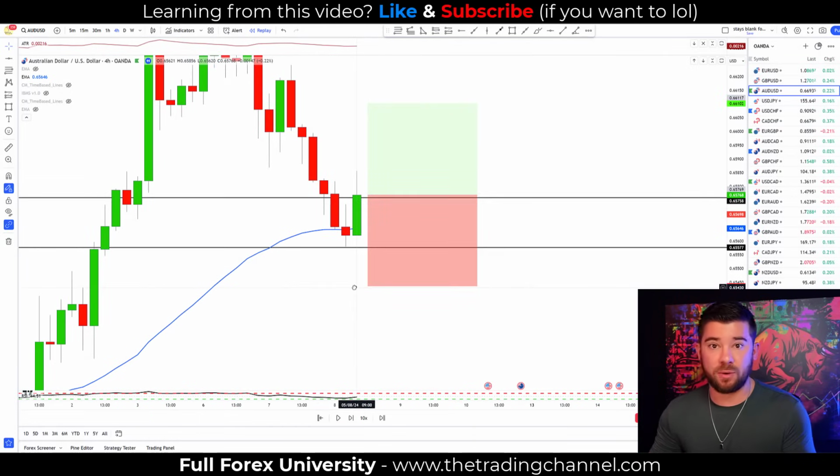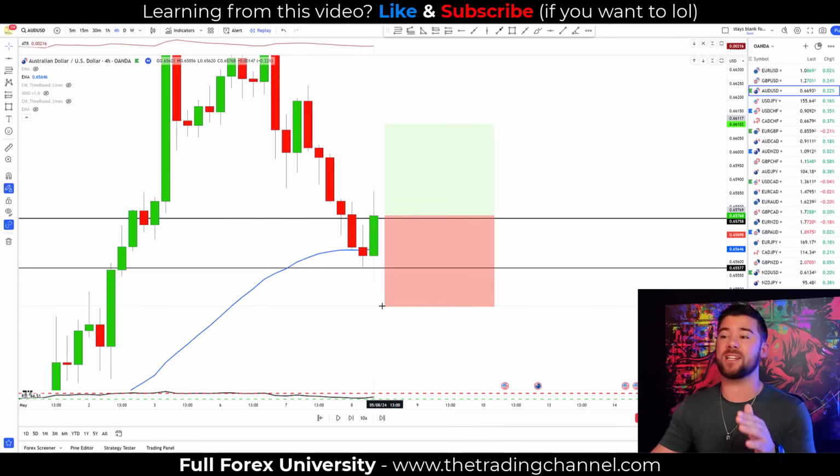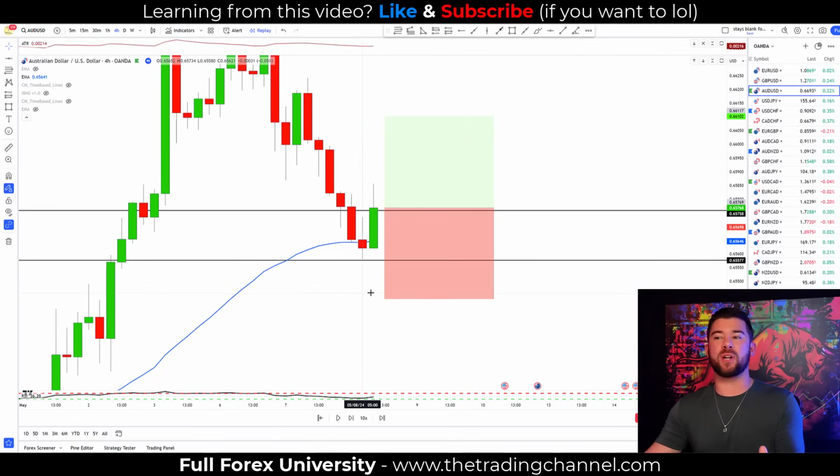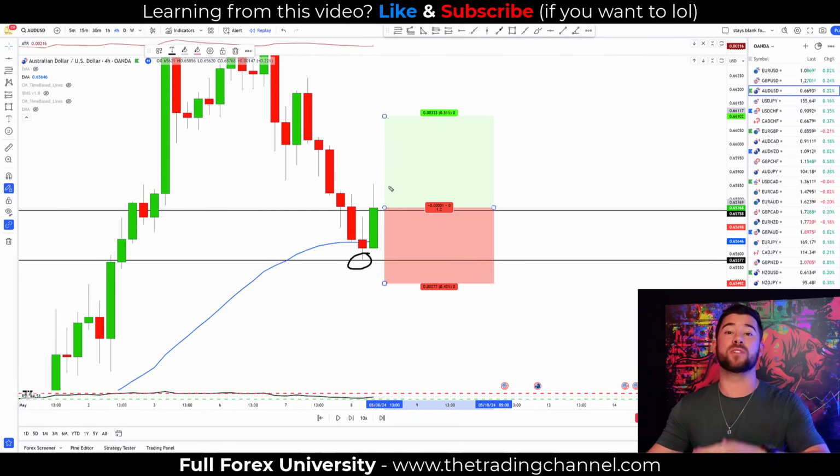Now, outside of the entry criteria, we also need rules for stops and targets. Otherwise, we're going to be in a mess. So let's go ahead and talk about rules for stops and targets. In terms of the stop loss, I always just put it in a logical position. So most of the time, that's going to be below the swing low before that close above candle.